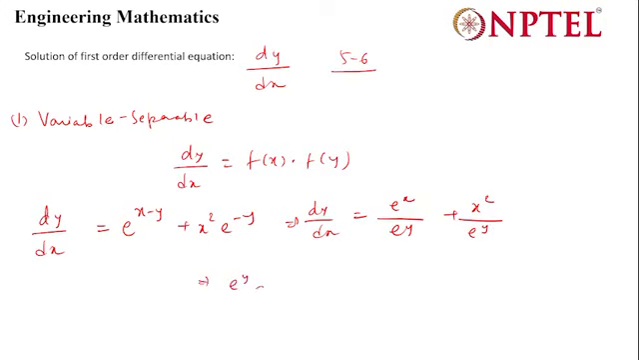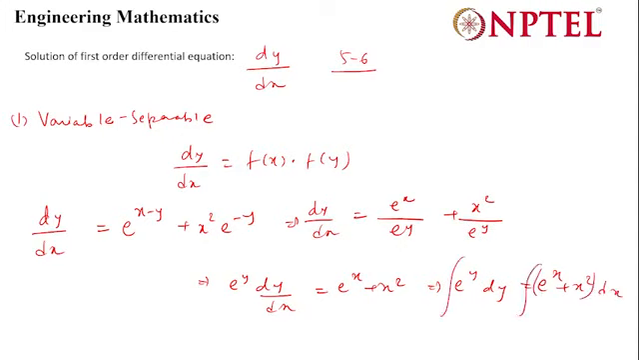e to the power y into dy by dx is equal to e to the power x plus x square. So here you can take all y terms on one side and all x terms on the other side. So this is called variable separable. Now what you have to do is integrate this equation and you will get the solution.